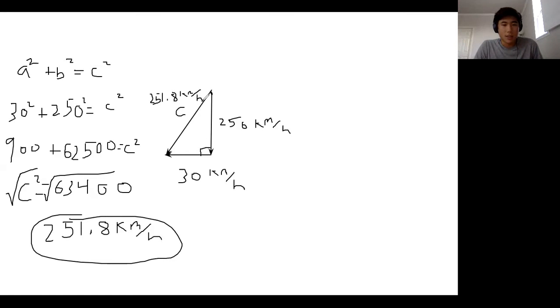So in other words, this means that the plane that's flying 250 kilometers an hour south with a wind acting west on it will be flying at 251.8 kilometers an hour in that direction, in a different direction basically, because the wind is blowing on it. So yeah, hopefully that helps on that aspect.